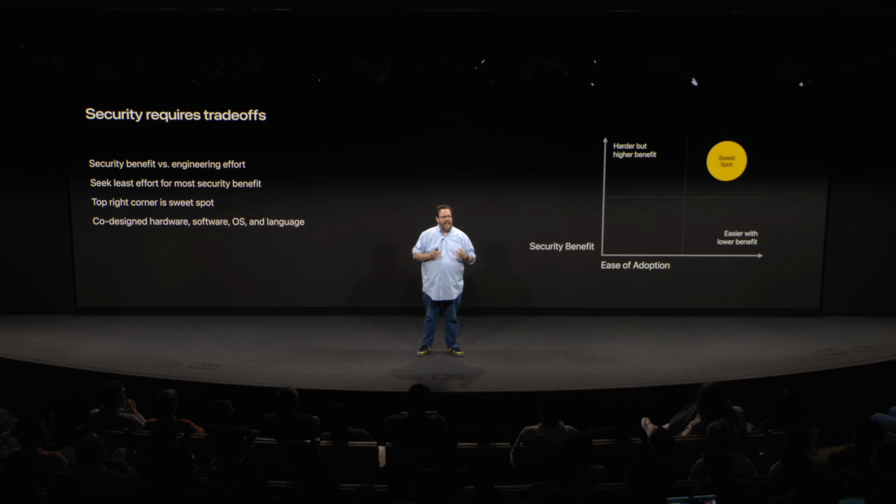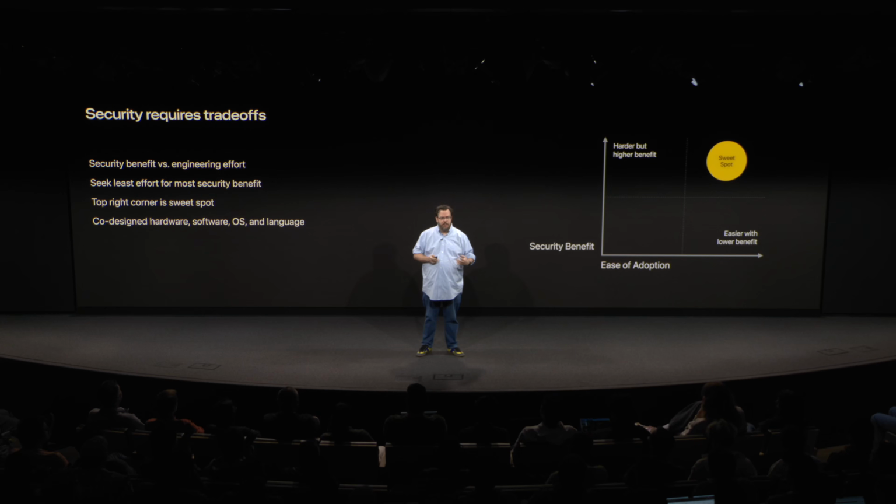At Apple, our goal is to tightly co-design the hardware, the operating system, and programming languages to provide protections near that sweet spot, all while maintaining good performance. For example, memory integrity enforcement has strong security at vastly lower adoption cost and higher performance than software-only protections.